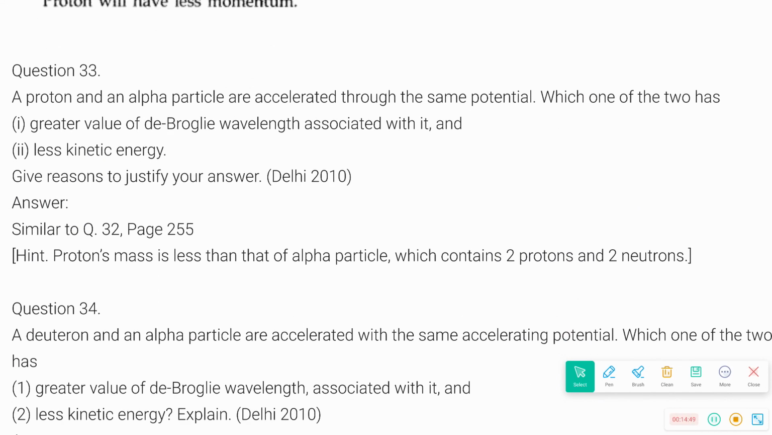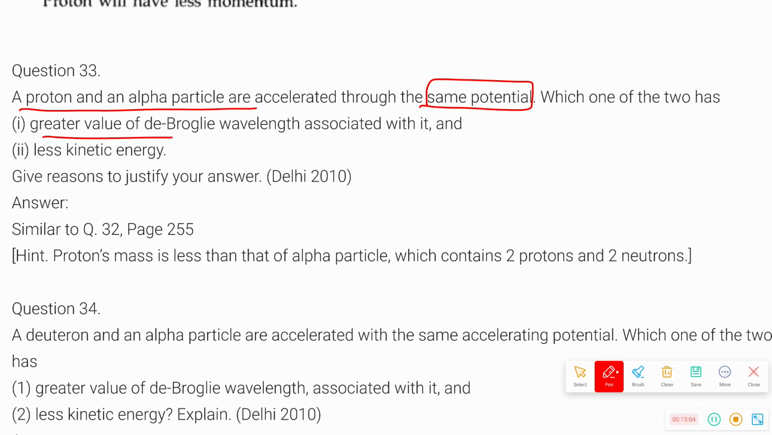Now question number 33. A proton and an alpha particle are accelerated through the same potential. So potential is same. Which one of the two has greater value of de Broglie wavelength and less kinetic energy? This is a different type of question. Only the particle changed, and you have to tell less kinetic energy. So now check here, two particles, proton and alpha particle.